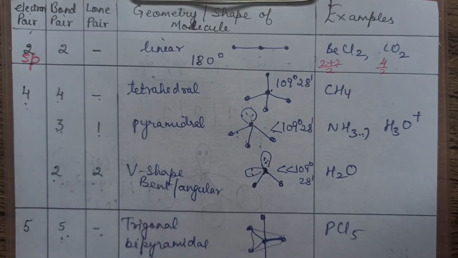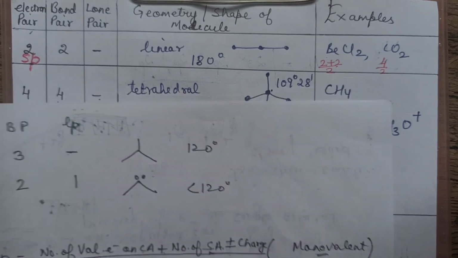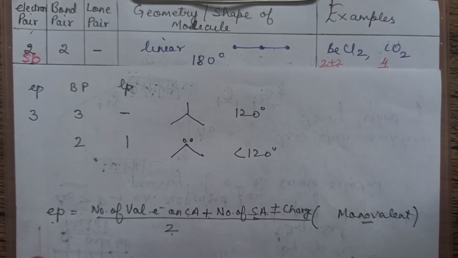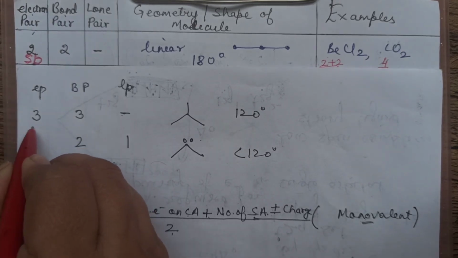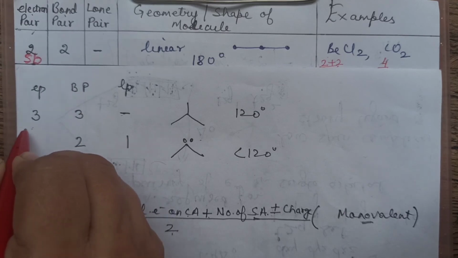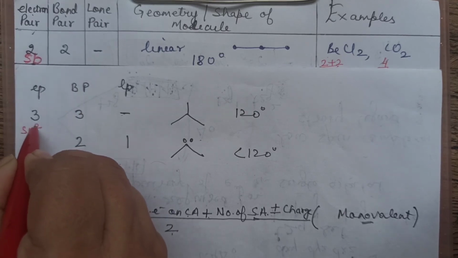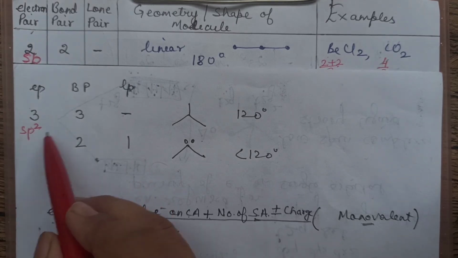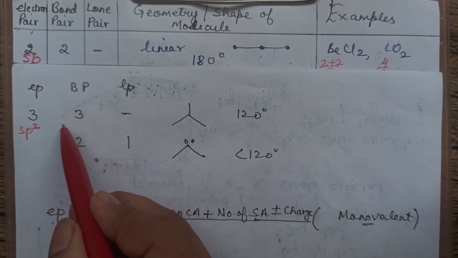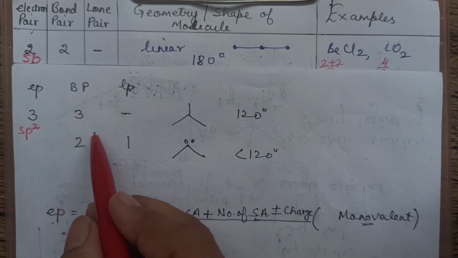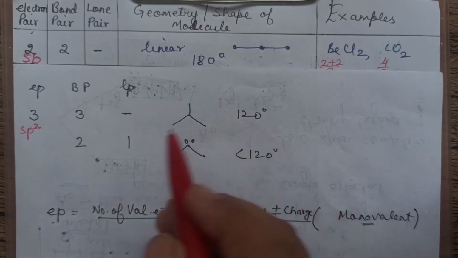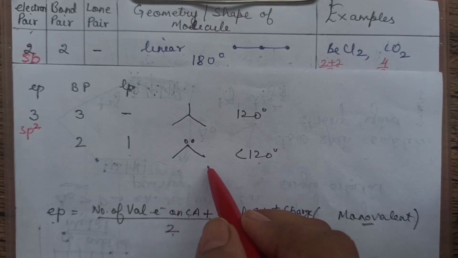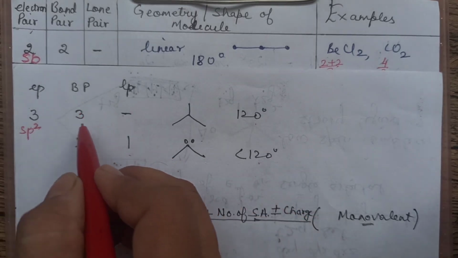If the number of electron pairs is 3, which I have missed here, the hybridization will be sp2. And in that also you can see, if all 3 are bond pairs with no lone pairs, it will be 120 degrees. If there is one lone pair, there will be less than 120 degrees. That also you can apply, the VSEPR theory we have discussed.